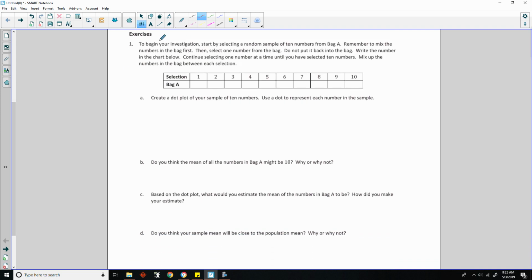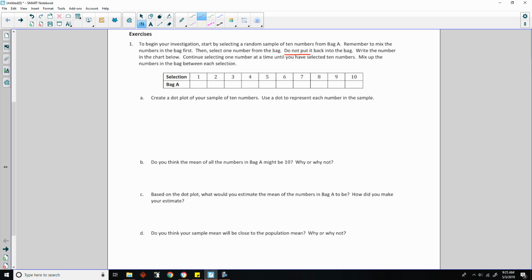Exercise 1. To begin your investigation, start by selecting a random sample of 10 numbers from bag A. Remember to mix the numbers in the bag first. Then select one number from the bag. Do not put it back in the bag. That's called without replacement. Write the number in the chart below. Continue selecting one number at a time until you have selected 10. Mix up the numbers in the bag between each selection.